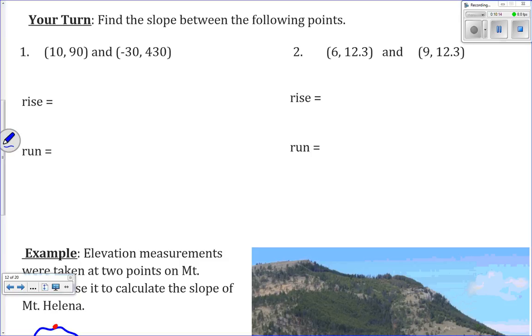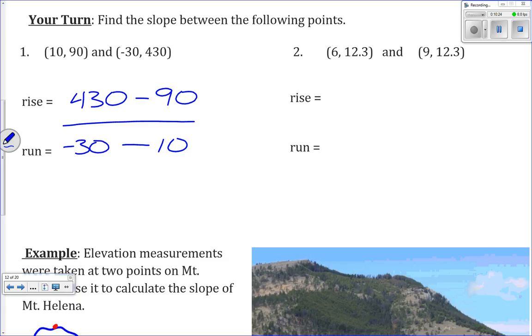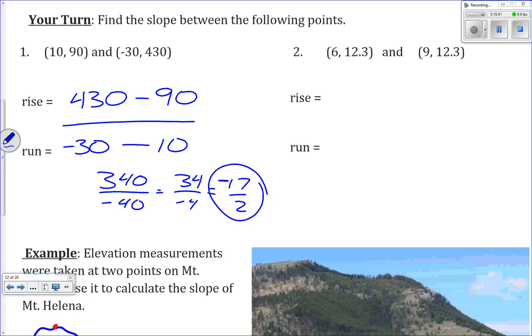Okay, let's go through them. I have 430 minus 90 divided by negative 30 minus 10. That's going to be 340 divided by negative 40. If I divide those both by 10, I get 34 divided by negative 4. Divide those by 2, and I get 17 over 2. It should be negative overall. I can move that negative to the top. That's totally fine. Either one is fine. 17 divided by negative 2, negative 17 divided by 2. We'll talk about that on Friday when I get back too.